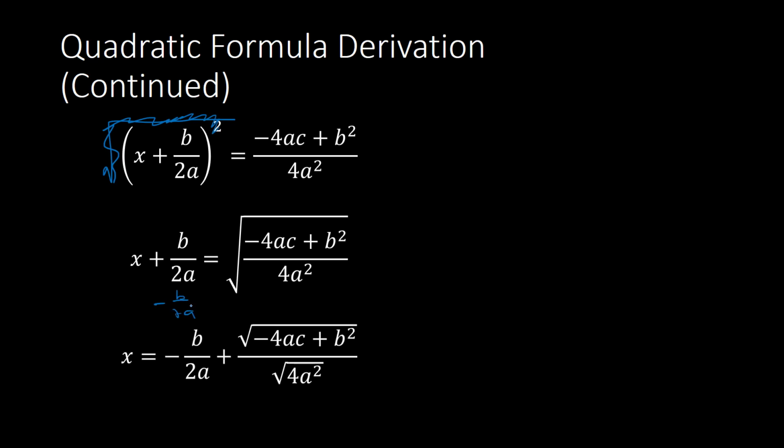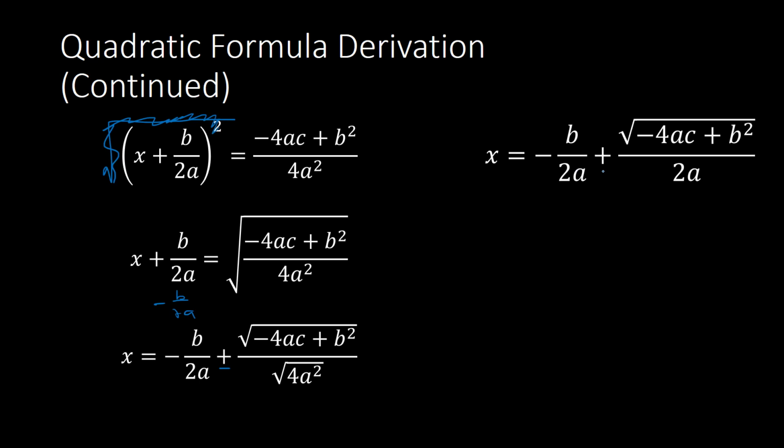I can subtract that over, so I get negative b over 2a plus, and actually this should be a plus or minus, and then the square root of all of this can break apart into two radicals, the square root of negative 4ac plus b squared over the square root of 4a squared. Well, the square root of 4a squared would be simply 2a. The square root of 4 is 2, the square root of a squared is a, so I have all of that over 2a. And once again, this should be a minus sign as well.